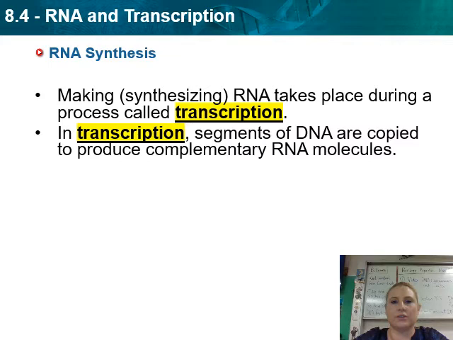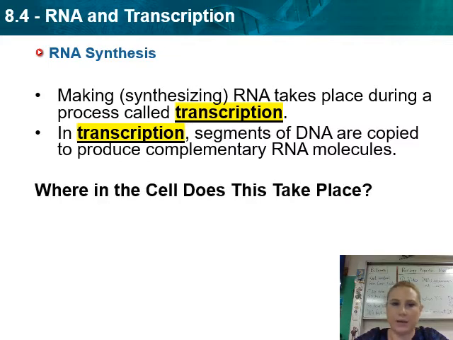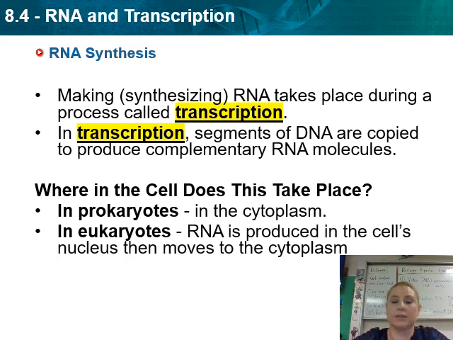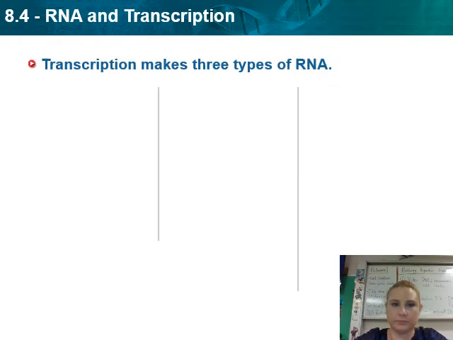So RNA synthesis, or how is RNA actually made? Making RNA takes place during a process called transcription. In transcription, little segments of DNA are copied to produce complementary RNA molecules. Remember, complementary from when we talked about DNA replication just means that they match. Now, where in the cells does this take place? In prokaryotes, that happens in the cytoplasm, right? They don't have a nucleus. In eukaryotes, RNA is produced in the cell's nucleus, and then it moves into the cytoplasm.